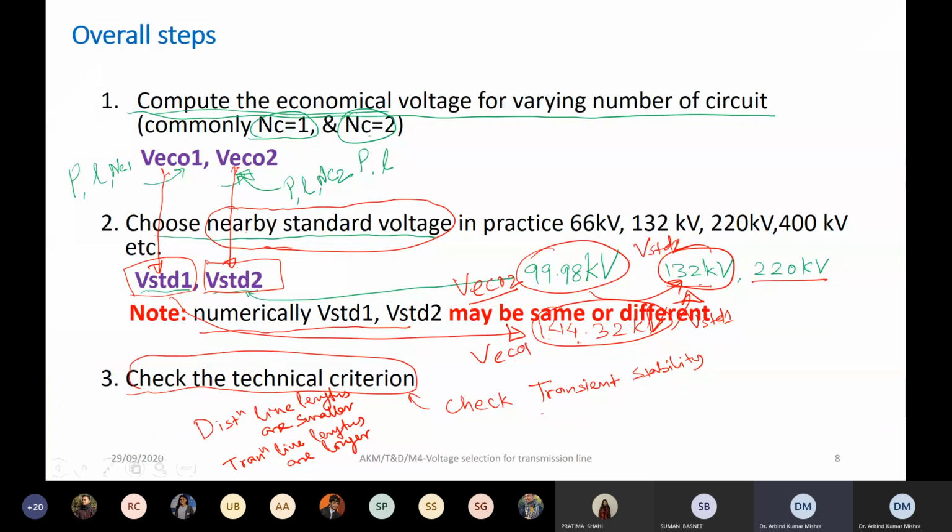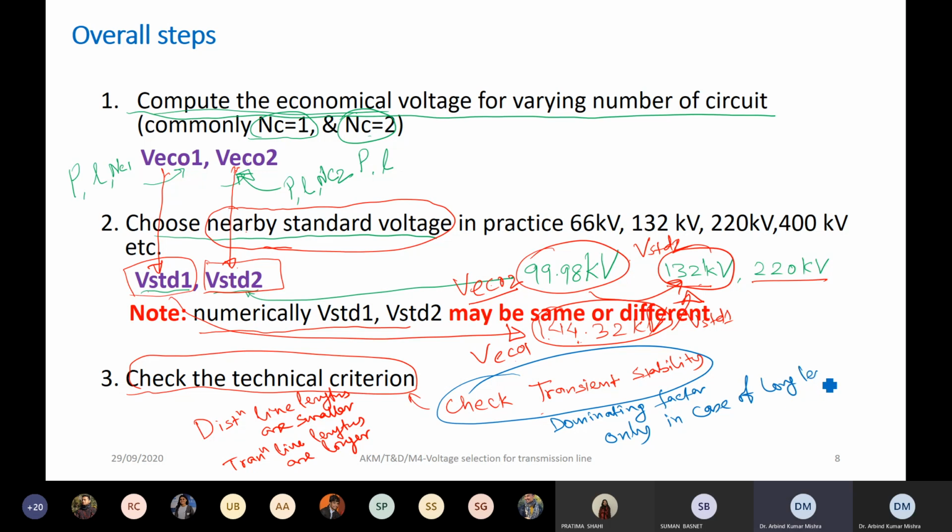And as we have discussed in one of the classes, this transient stability may be the dominating factor only in the case of long length lines. So that's why for a distribution system, this technical requirement will not be needed. That we will discuss later on, but of course with some other criteria.